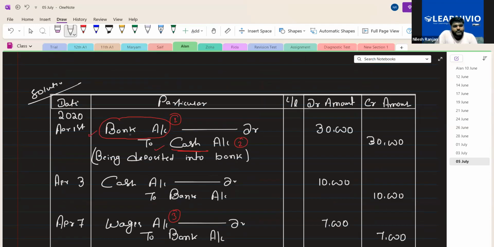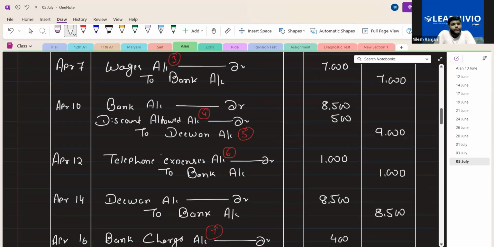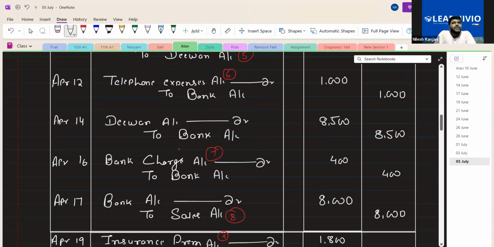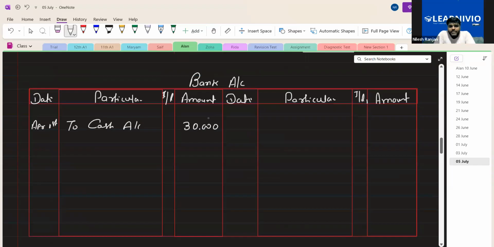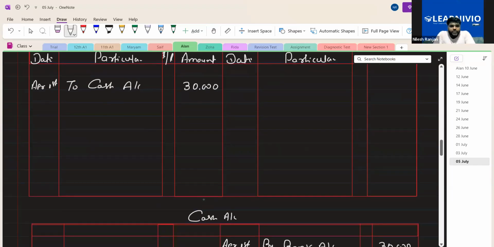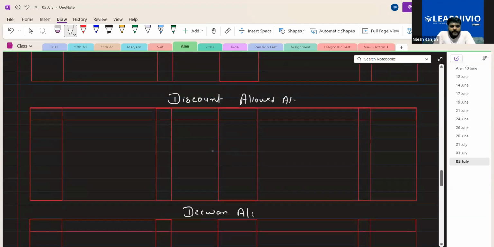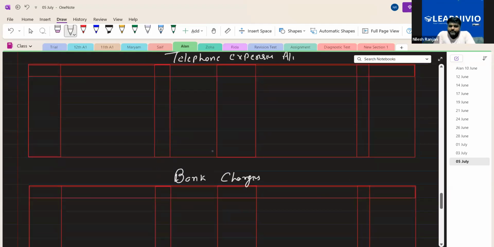How do we know how much space we should leave? Generally, 5-6 lines is enough for every account. We just leave more space for the cash and bank accounts. You can see here I have created a big format for the bank account and a small format for every other account.